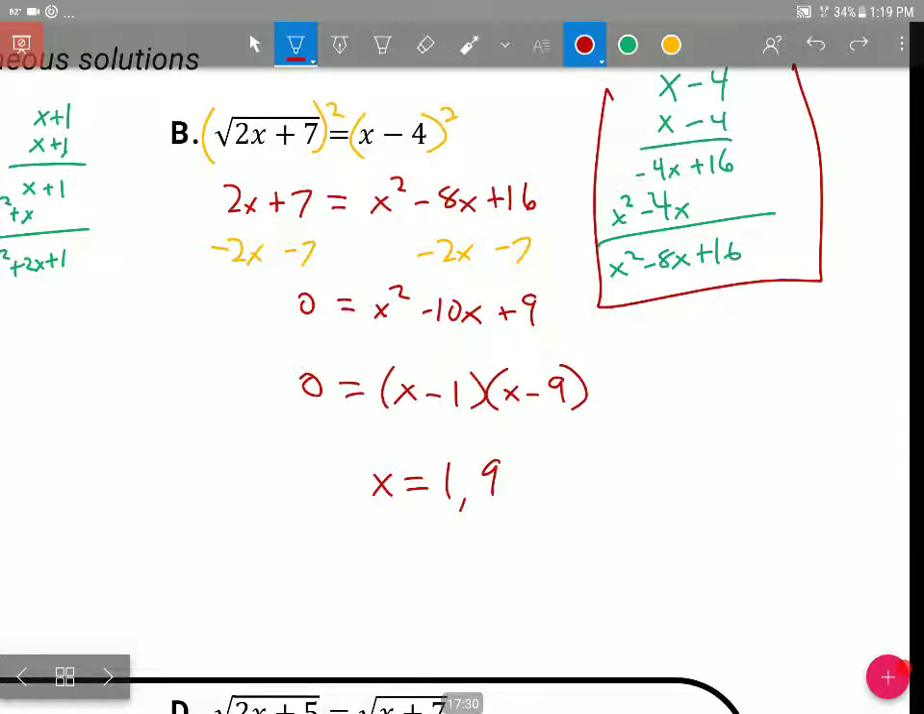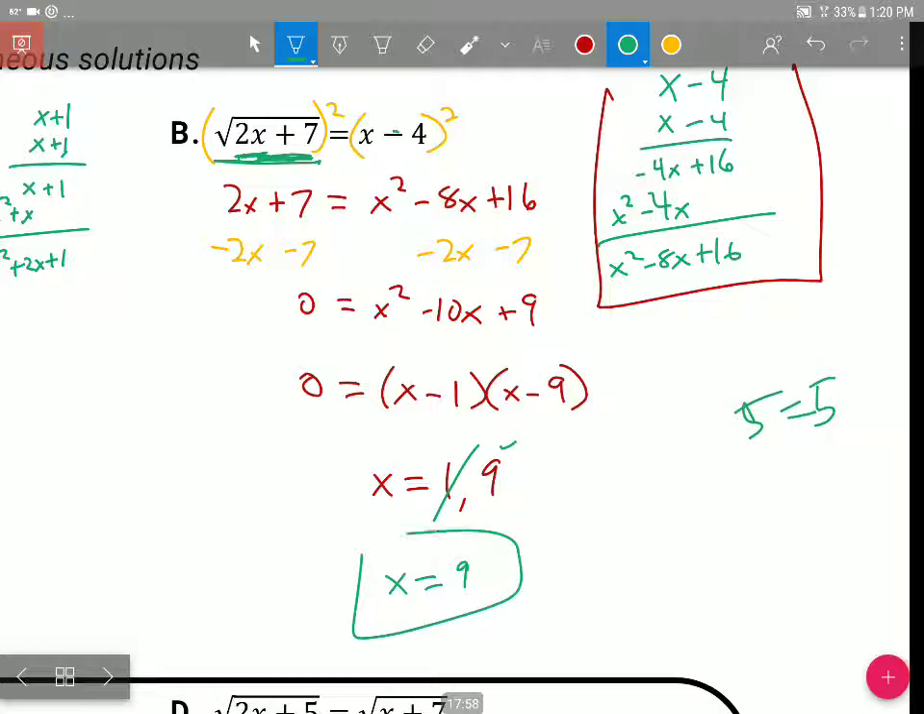All right, so here we go. Plug them in. What is 1 minus 4? Negative 3. Can a radical ever equal a negative 3? No, so that one's out. Let's try the other one. What's 9 minus 4? 5. So I got 5 on the right. What's 9 times 2? 18. Plus 7? 25. What's the square root of 25? 5. So does it work? Yeah, so x equals 9. That's your final answer.